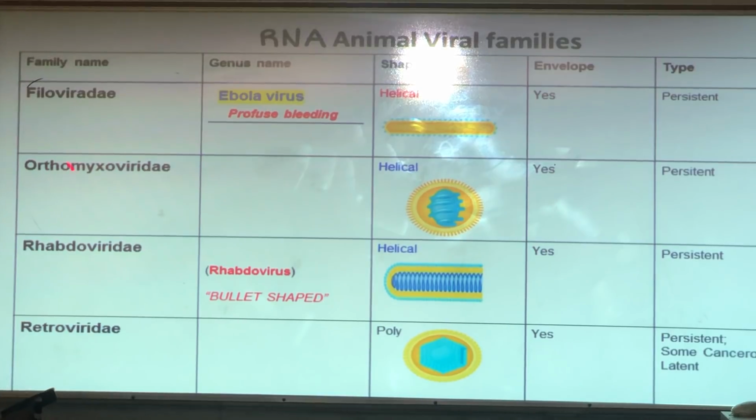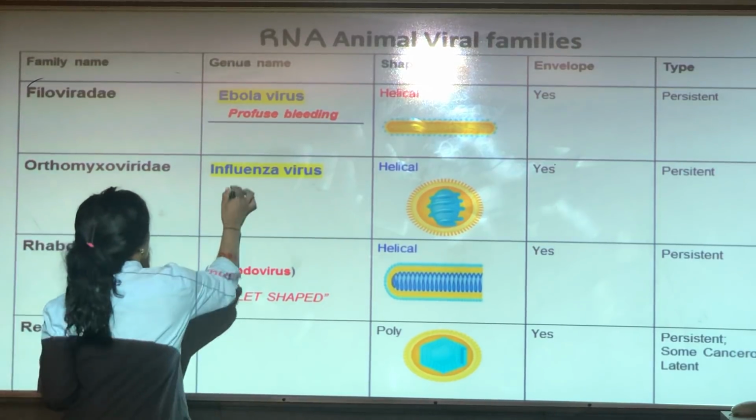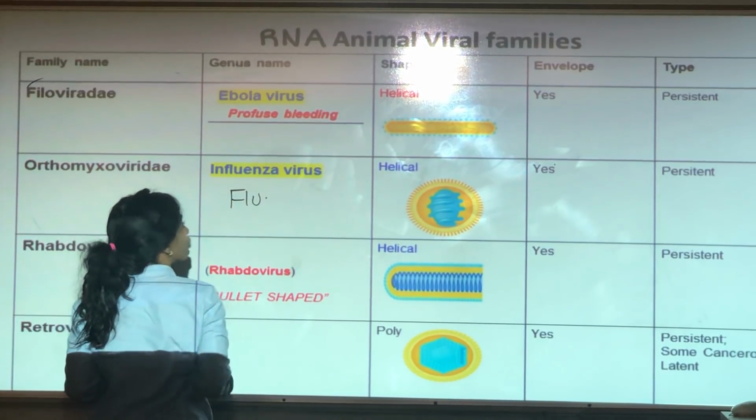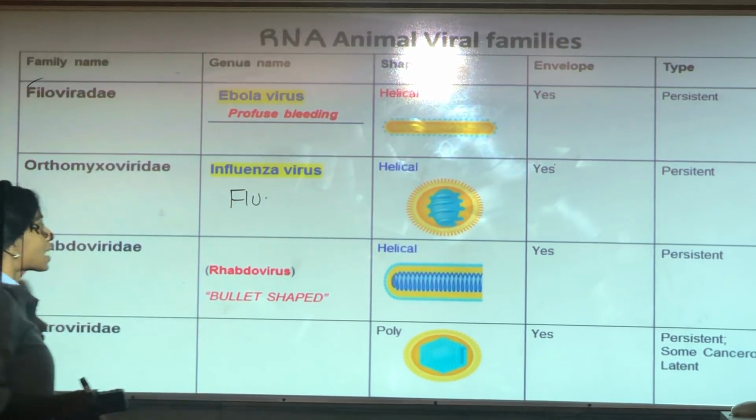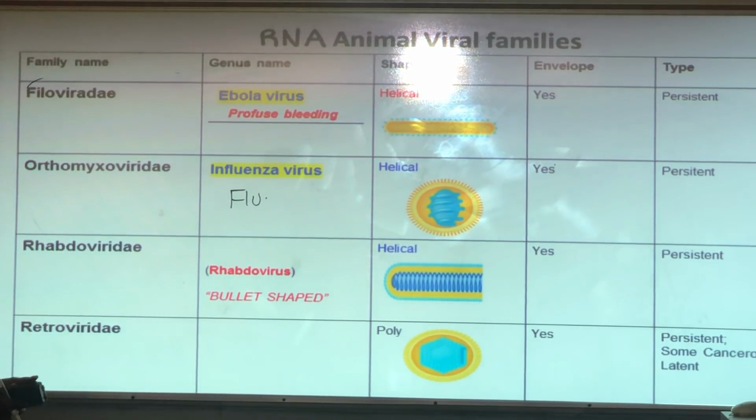The Orthomyxoviridae family, this includes your flu, right? So this is your influenza, the flu virus. It is a helical envelope virus, and it is persistent. The flu has killed people. It could be fatal if it goes untreated or your immune system doesn't attack it.